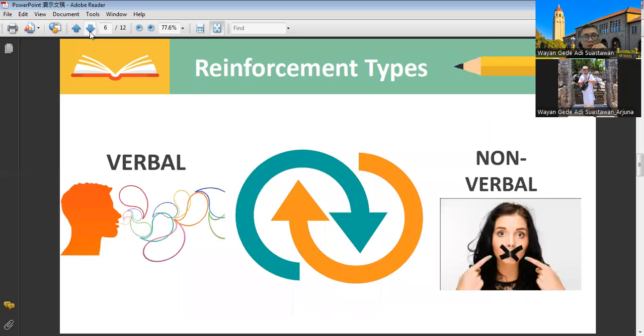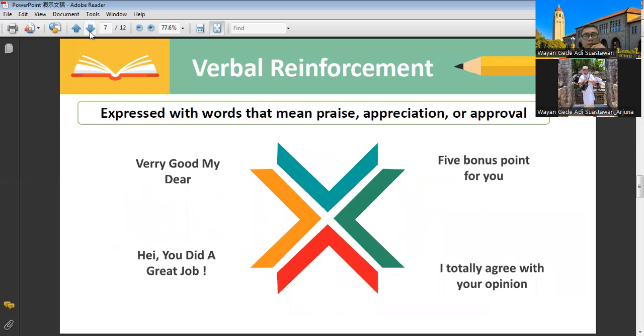Now, after we know about the definition and also the purpose of giving reinforcement, we have to understand the types of reinforcement. Actually, reinforcement is divided into two types. The first one is verbal reinforcement, and the second one is non-verbal reinforcement. So let me start with verbal reinforcement. Verbal reinforcement is actually expressed with words that mean praise, appreciation, or approval.